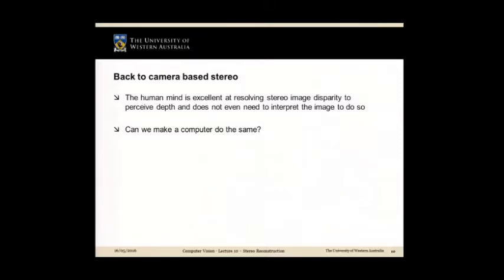But what is our aim here in computer vision? Can we make a computer do the same? We are not here to train our brain, we are here to train the computer. We are here to give this capability to the computer, right? As a computer vision researcher or as a computer scientist, if you're working in the area of computer vision, what is the aim? Give this capability to the computers, right?